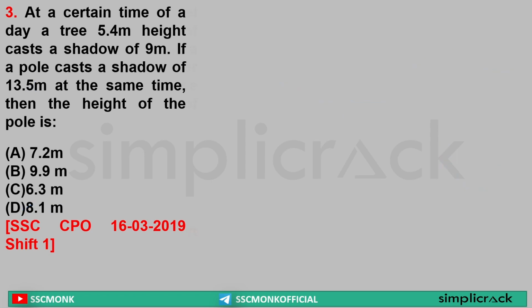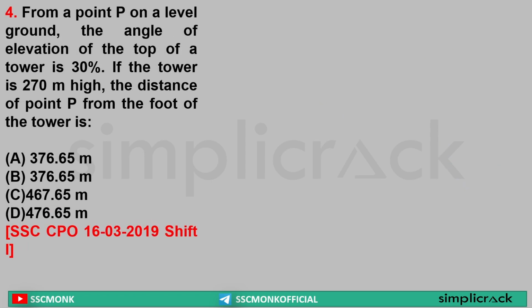Okay, next. From a point P on a level ground, the angle of elevation of the top of the tower is 30 degree. So this is degree, not 30%. If the tower is 270-meter high, what is the distance of the point P from the foot? It is saying this is the tower, a point P is over here, he is looking at the top of the tower and making an angle of 30 degree. That means this is 1, this is root 3, this is 2. The tower length is 270 meter.